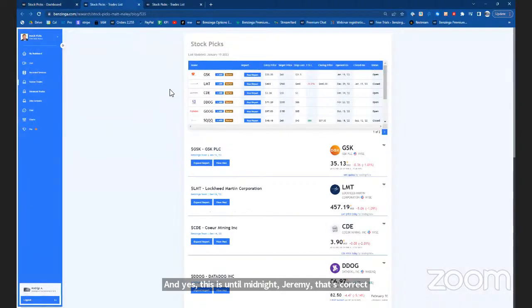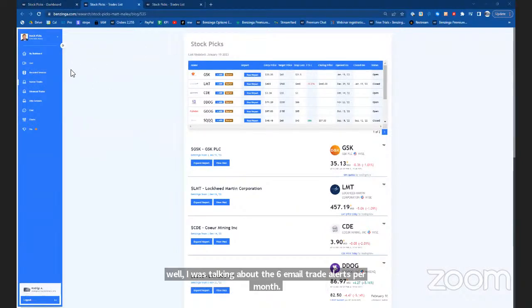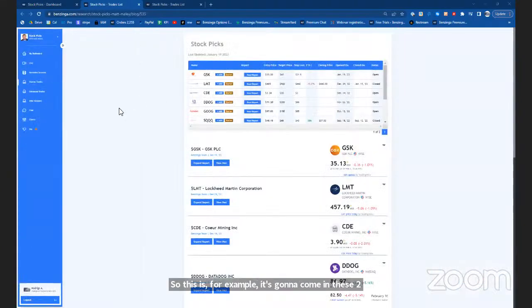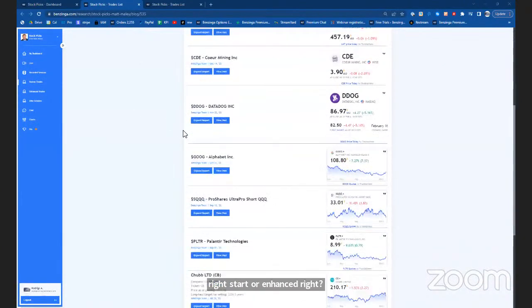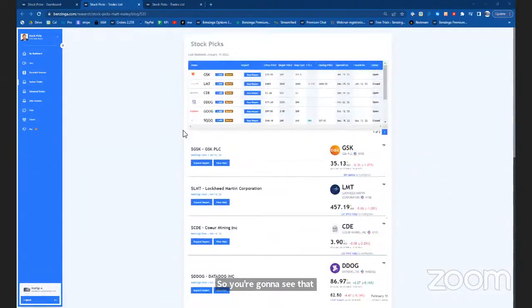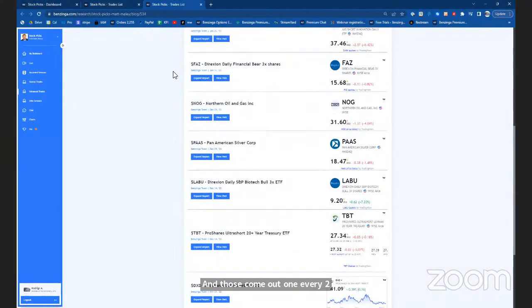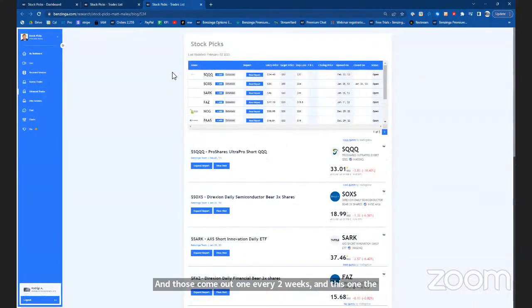So, I was talking about the 6 email trade alerts per month. For example, it's going to come in these two, right? Starter and enhanced. You're going to see that some of these trades are going to appear right there. Those come out one every 2 weeks, and this one, the enhanced, comes once per week. You can see all the trades are there for you, right? You have a chart upgrade.